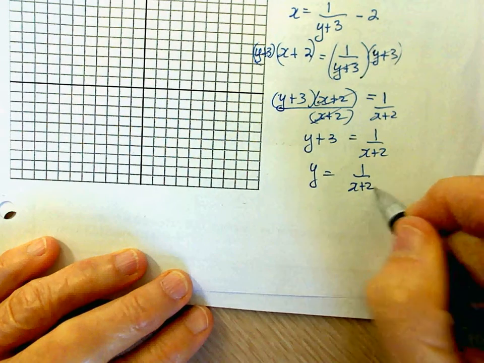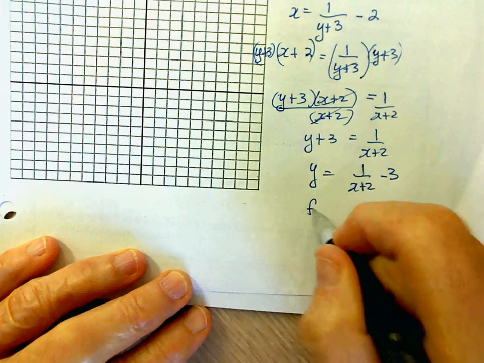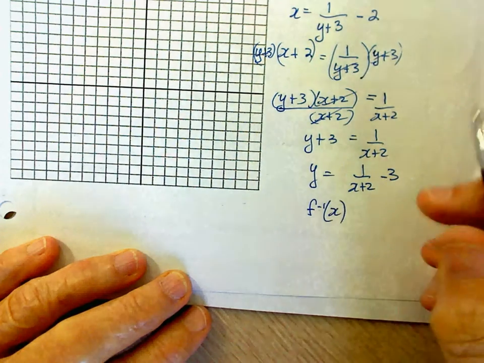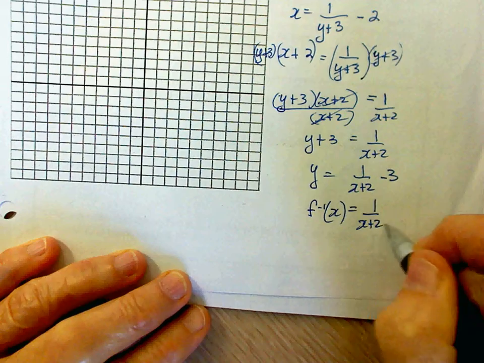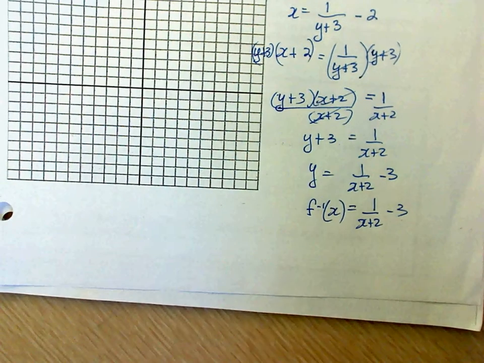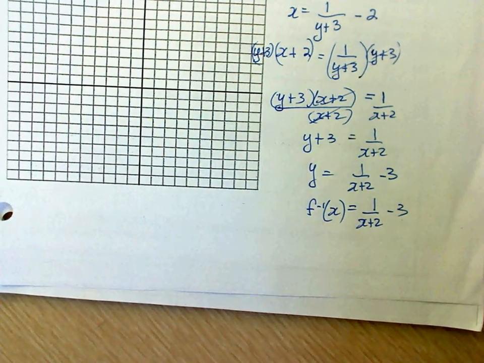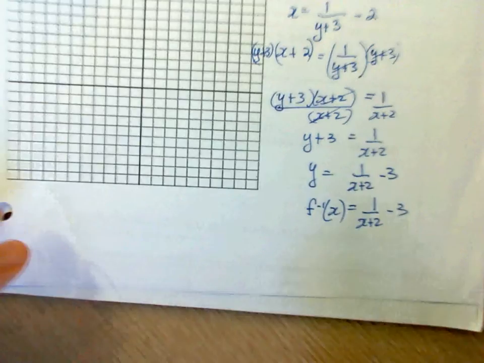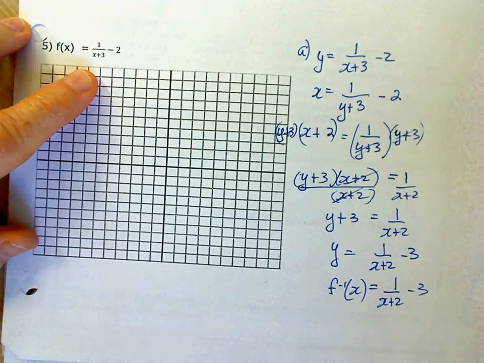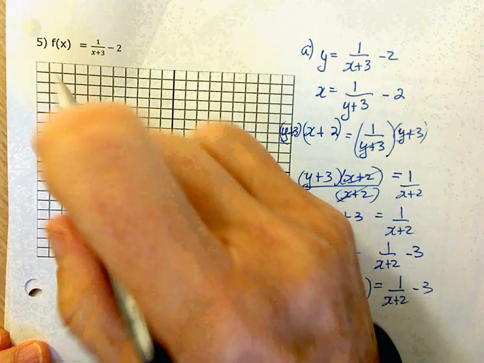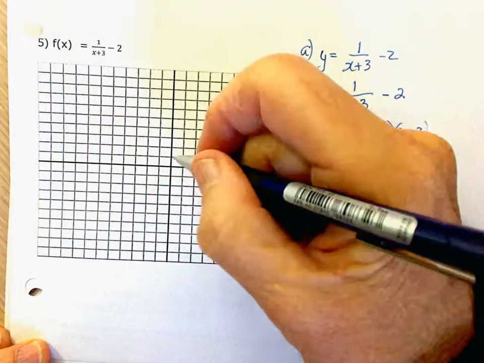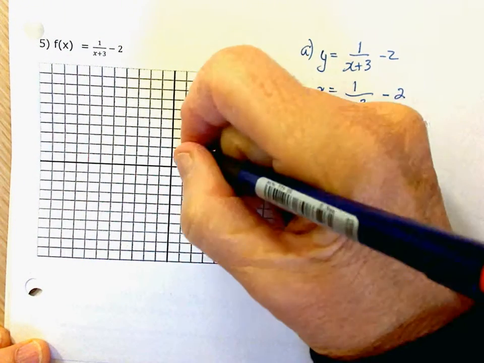So the inverse is equal to 1 over x plus 2 minus 3. That's the inverse algebraically. Let's graph this guy. I'm going to graph y equals 1 over x first, and then we're going to move it left 3 and down 2, right? So the original graph is here. Hopefully you feel comfortable with that by now.